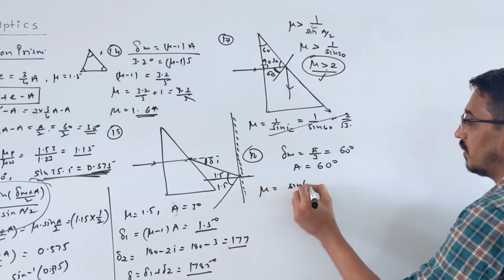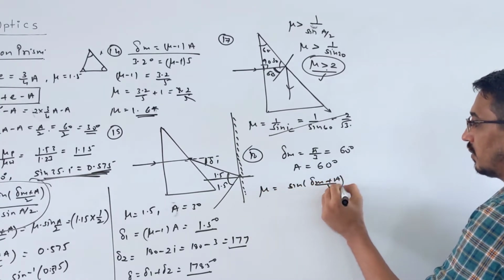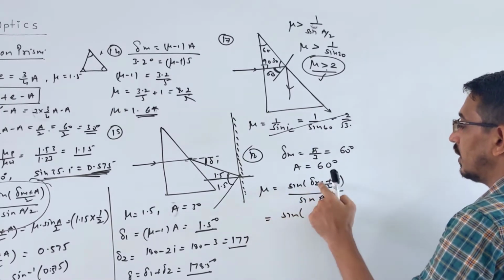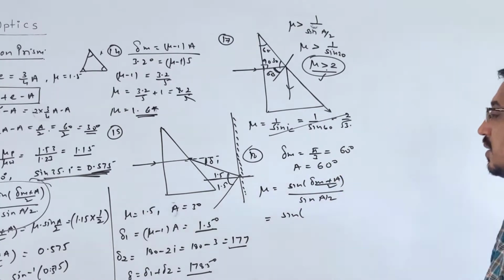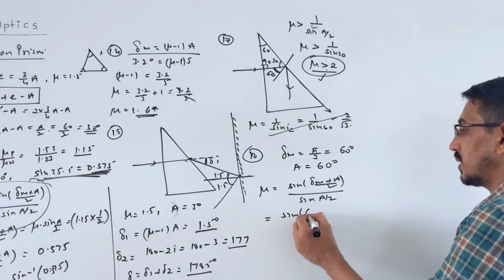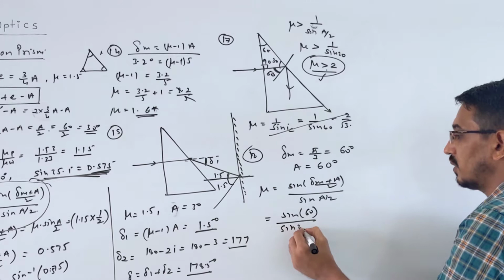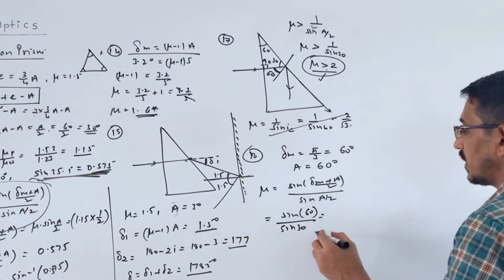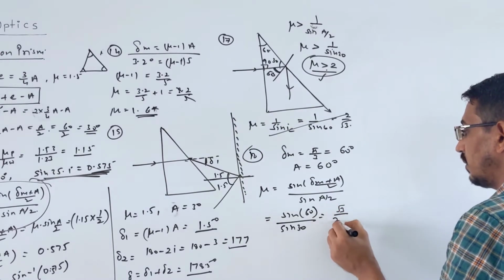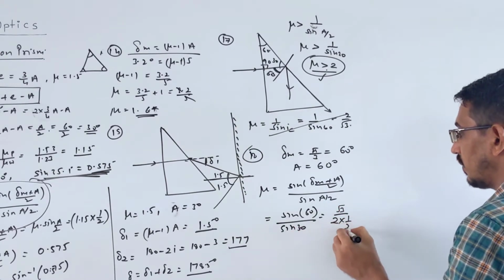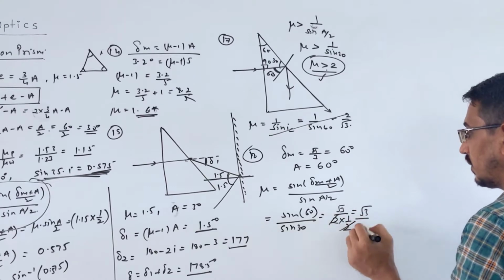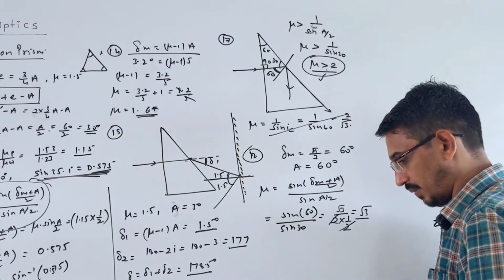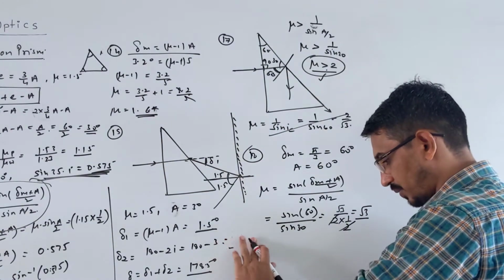You know that mu is sine of (delta m plus A) by 2, divided by sine A by 2. Delta m plus A is 60 plus 60, 120, by 2 is again 60. So sine 60 divided by sine 30. Sine 60 is root 3 by 2, and sine 30 is 1 by 2. This gets cancelled, and we get root 3, or 1.7. That will be your refractive index. That's question number 19. Let's move on to question number 20.